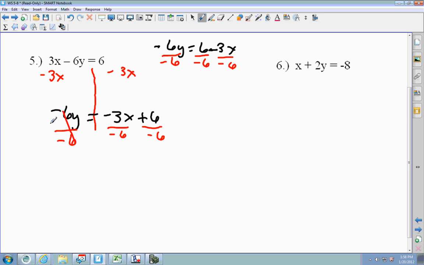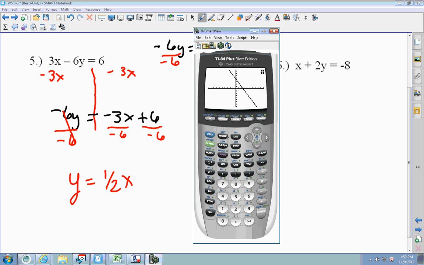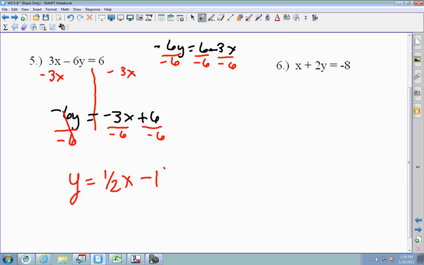Now these cancel. A negative divided by negative is a positive. I get y equals negative 3 divided by 6 is positive 1/2 x. And if you don't remember that, you can go in your home screen, let's clear that out, and put in negative 3 divided by negative 6, and press math, enter, enter, and it will reduce it for me. Then 6 divided by negative 6 is negative 1. There's my equation in slope-intercept form.